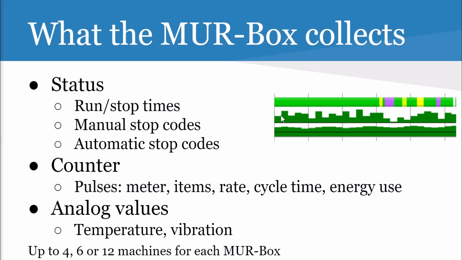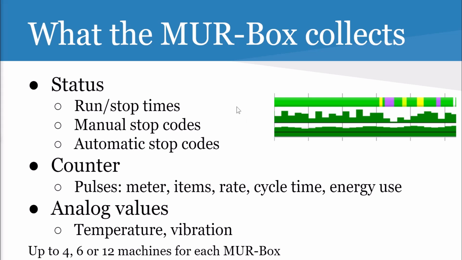So the counter in the MUR-Box can be used to count the number of meters produced, how many items are produced, and this can be presented either as a rate or a cycle time. If you use an energy meter, you can count those pulses and convert them to kilowatt hours consumed. And the analog input can be used for external sensors, for example, temperature and vibration sensors.